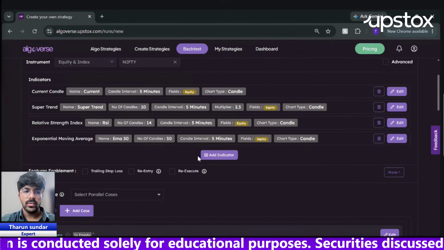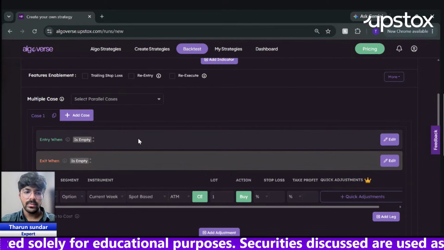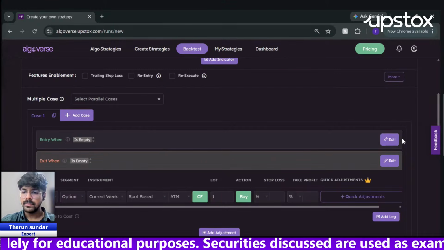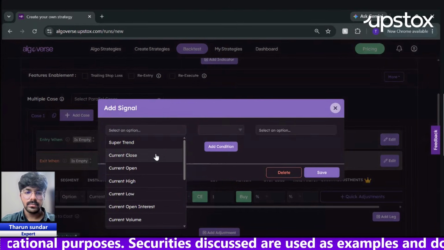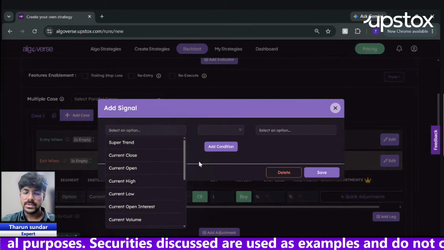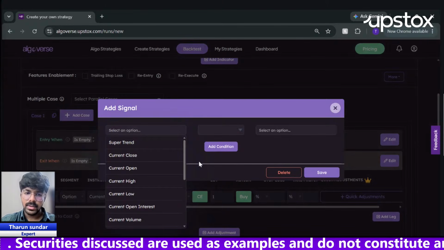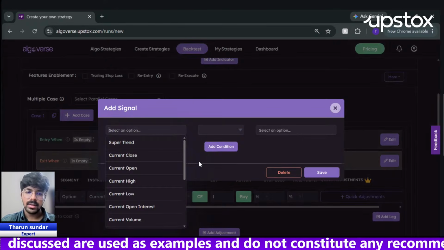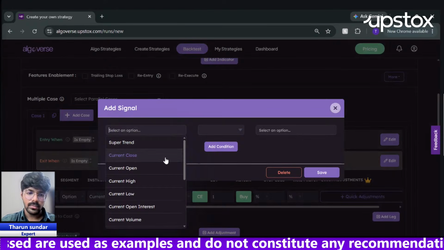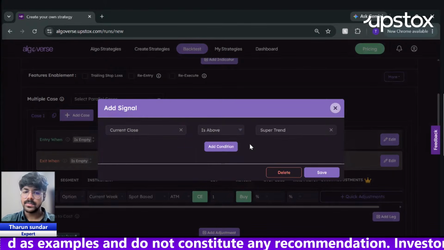So after this, we are going to see how to input this. First, let's come to the entry event section and start with edit. And here I can add my first condition. As I told, building strategies in Algoverse is very simple and we don't require even a single line of code. We can just build it like, current close is above Supertrend. It's as simple as that.